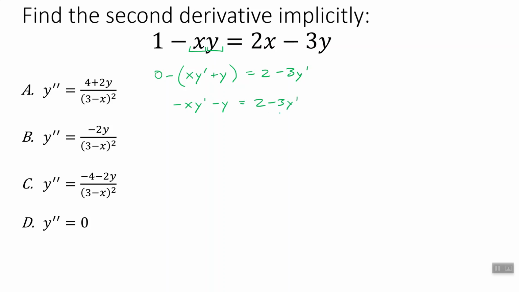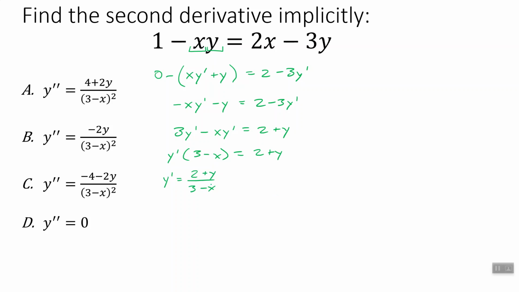Now we want all of our y primes on one side, so I'm going to add the 3y prime over here. We'll have 3y prime minus xy prime, and I'm going to add the y over here. Like that. We're going to factor out the y prime. We're left with that. We can now divide. We get y prime equals 2 plus y over 3 minus x. All right, so there's our first derivative, but we want our second derivative.